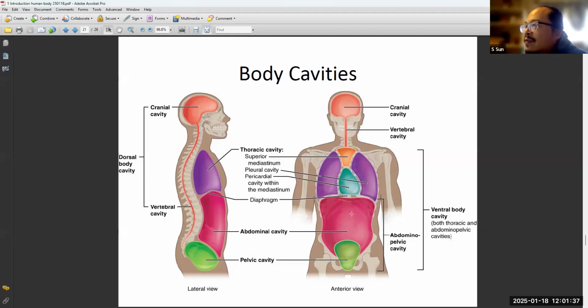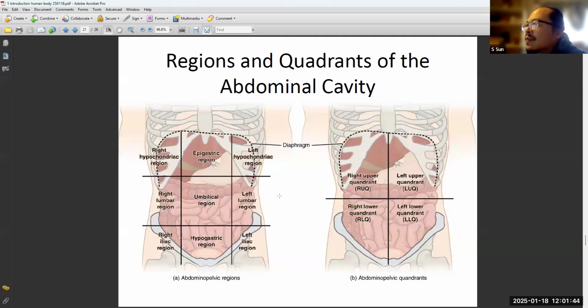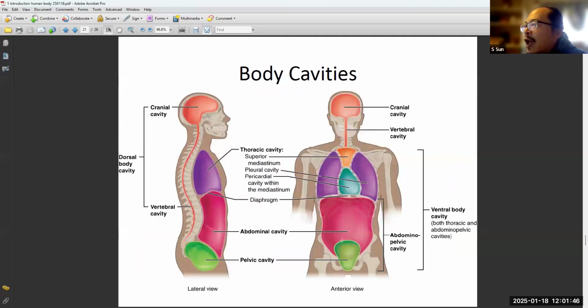Underneath the diaphragm, you have the abdominal cavity. Later we have the picture to show you the abdominal cavity. Here you have the pelvic cavity, and this is basically within your hip bone. So here you have the pelvic cavity. If I ask you to label, you will need to know what the cavities are.